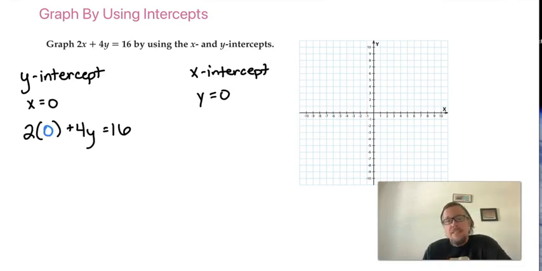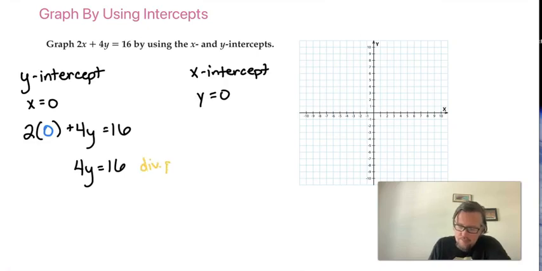Now, one of the great things about standard form is that it's wonderful for finding intercepts because you're always going to be multiplying one of your values by 0, which means it's going to completely cancel out. 2 times 0 is 0, leaving us with just 4y equals 16. And now we can use the division property of equality to divide both sides by 4. This was substitution. Let's write that, substitution. The division property of equality, we divide both sides by 4, and we get y equals 4.